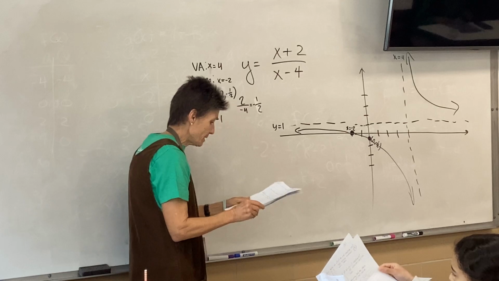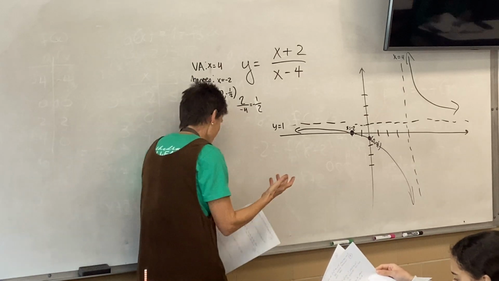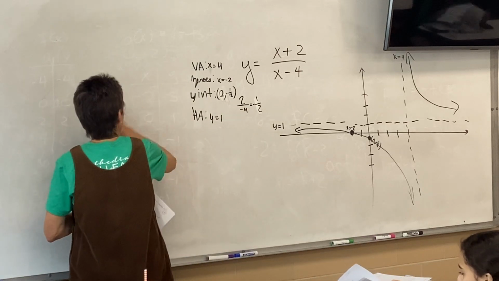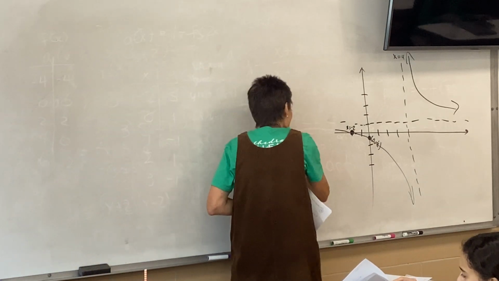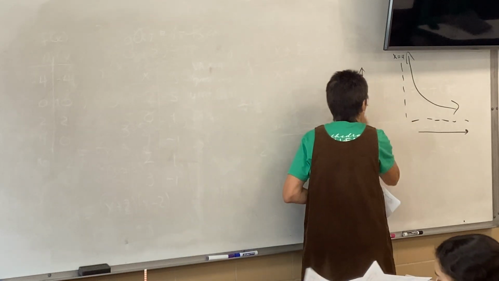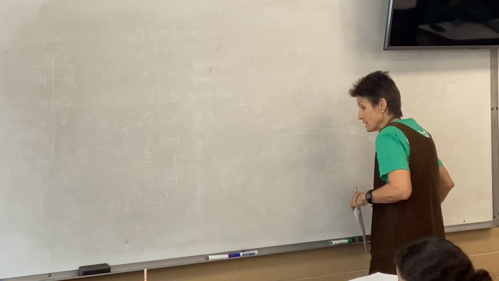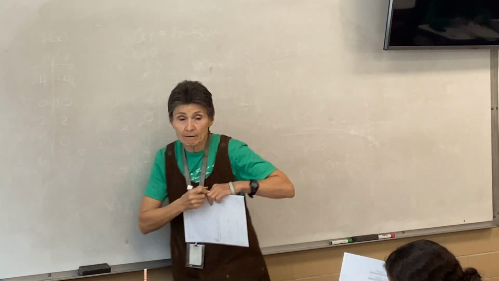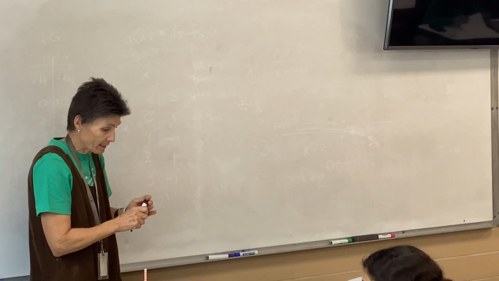We are on, it's still 2.3, it's all combined. We're on number 7. And we did A yesterday. And now we are going to do B and C, which are the same kind of problem, okay? So, here we go.